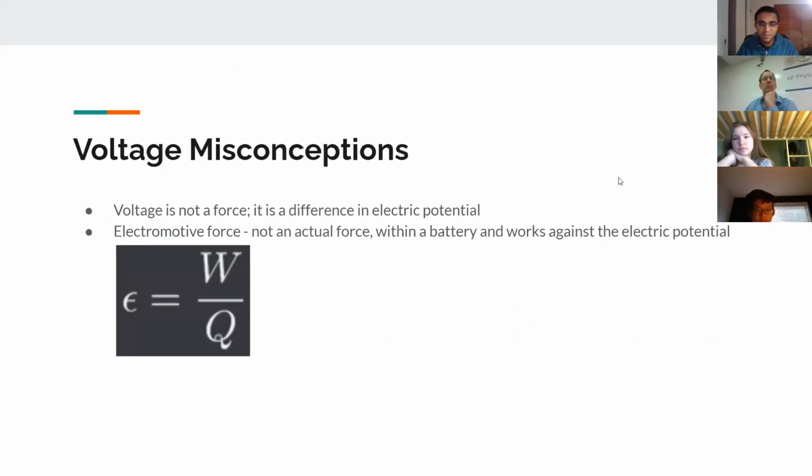A misconception about voltage: some people think that voltage is a force. It's not a force, it's an electric potential. We have a different term, electromotive force, which is also not an actual force, it's a misnomer, but it's working against the electric potential in a battery. We'll explore that in a little more detail. Voltage is defined as work per unit charge.